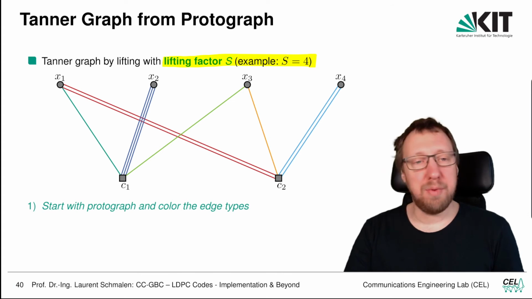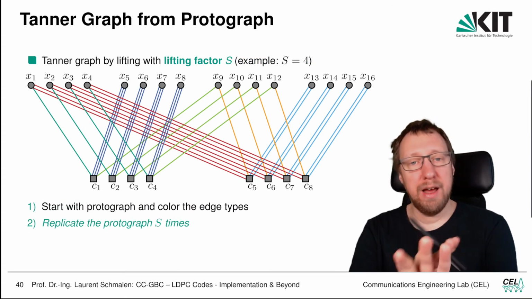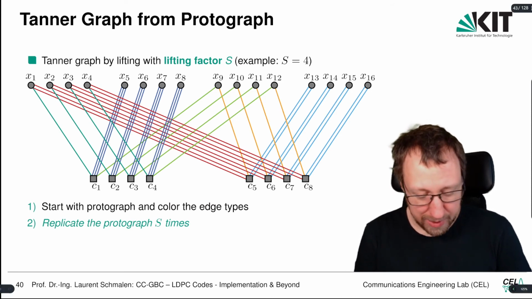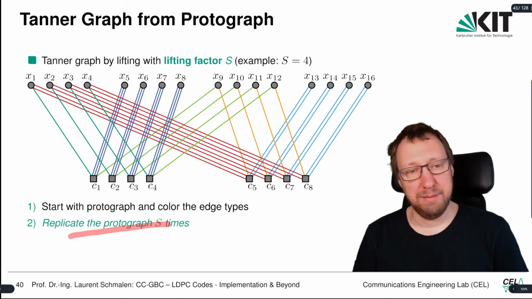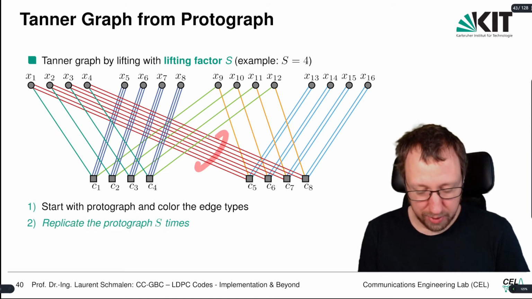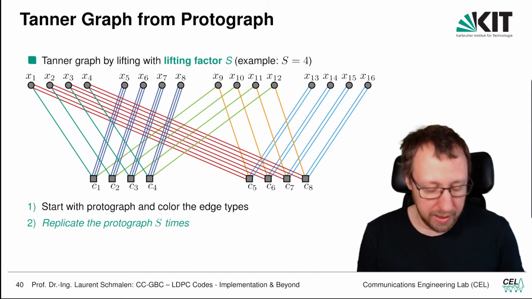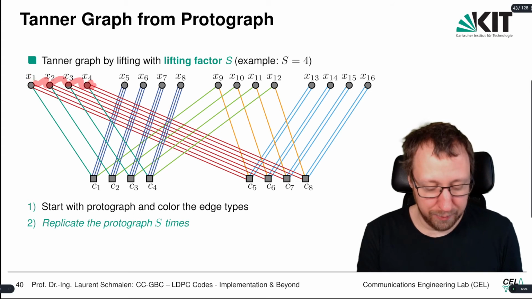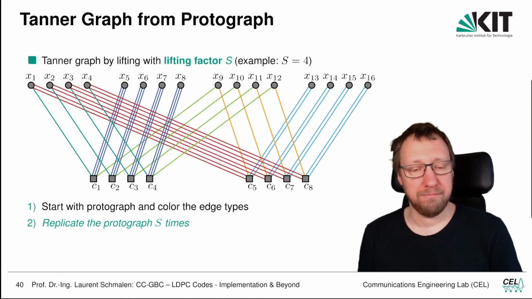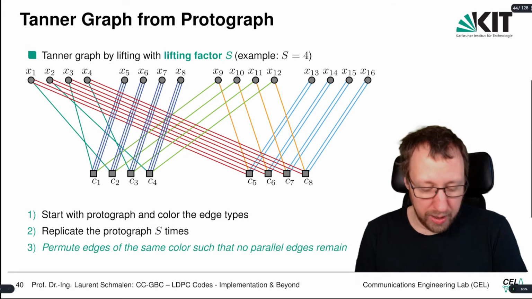The second step, we copy the graph s times and put the copies next to each other. We replicate this protograph s times. And here we now have all the edges 4 times just next to each other. And we group the variable nodes so that the 4 copies of the different variable nodes are always next to each other.